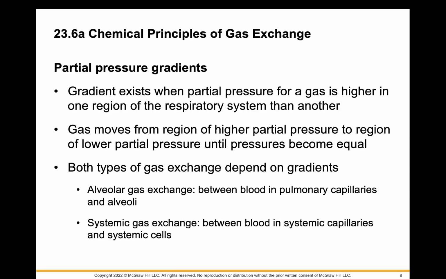Now, as noted, partial pressure gradients exist when the pressure for a gas is higher in one region of the respiratory system than another. Gas will move from a region of high partial pressure to an area of low partial pressure until equilibrium has been reached. Both types of gas exchange will depend on gradients. There are two different types of gas exchange. We are looking at alveolar gas exchange, which is between the blood in our pulmonary capillaries and the alveoli, whereas systemic gas exchange will be between blood in systemic capillaries and systemic cells.